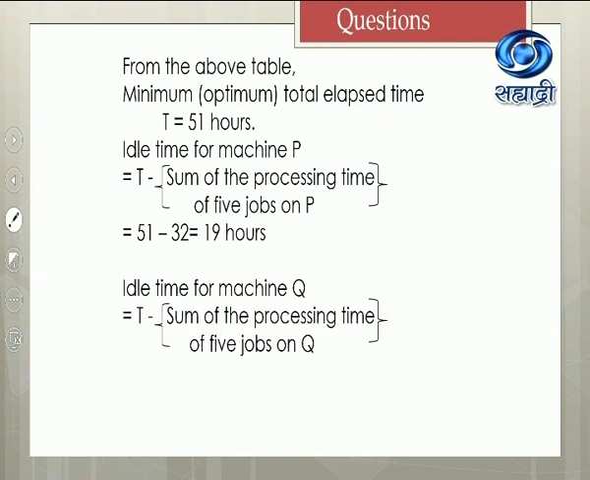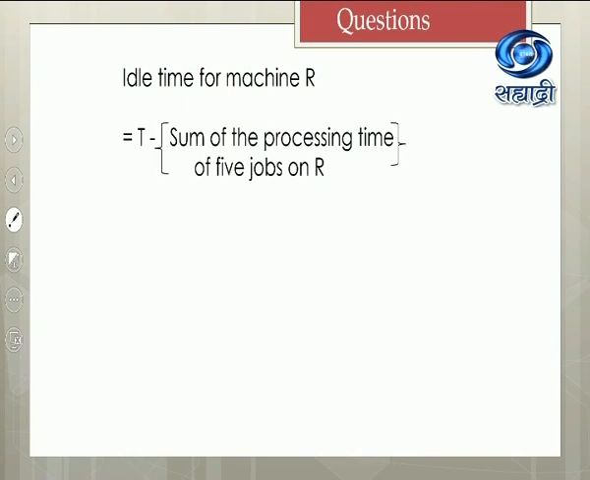And idle time for machine Q is T minus sum of processing time of 5 jobs on Q. So you get 51 minus 5 plus 6 plus 2 plus 3 plus 4, which is 51 minus 20, equal to 31 hours. And lastly, idle time for machine R is T minus sum of processing time of 5 jobs on R. So 51 minus 8 plus 10 plus 6 plus 7 plus 11, and you get 51 minus 42 equal to 9 hours.